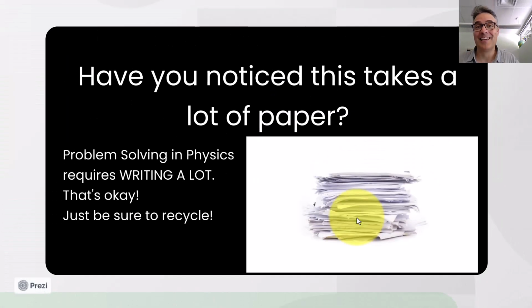And you might notice that you're going to use a lot of paper. I actually have a whole recycling bin, and I'll go in and use the blank sides of old paper. I find, for me, physics problem solving requires writing a lot.